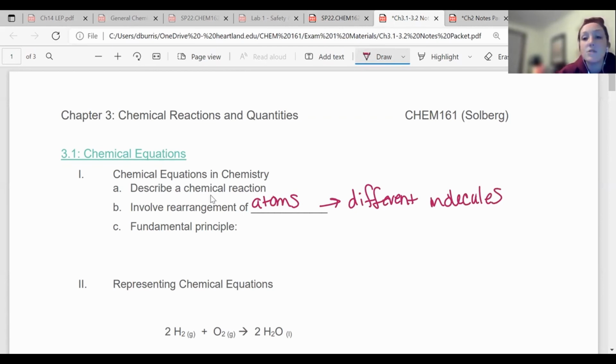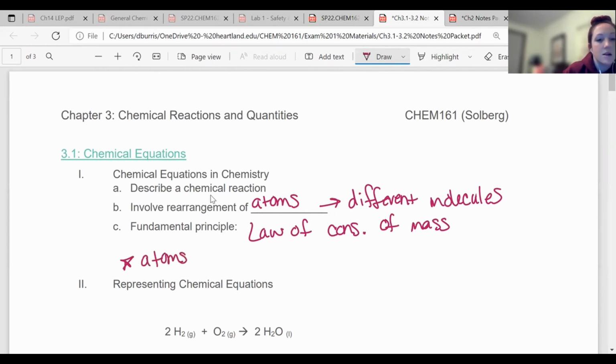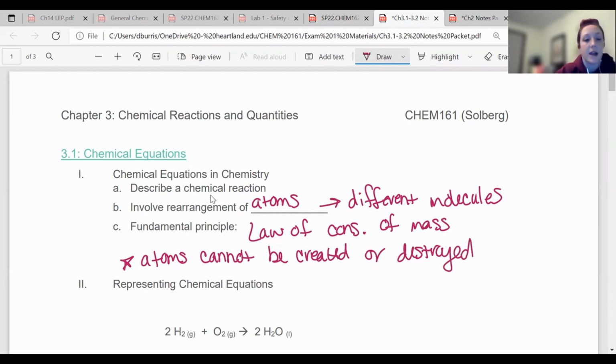Okay, the fundamental principle for chemical equations is the law of conservation of mass or matter, or whatever you want to call it. Things can't be created or destroyed, right? If I start with this many atoms, I also have to end with this many atoms. That's something very important to remember. So atoms cannot be created or destroyed. They can only be rearranged when we're doing chemical reactions.